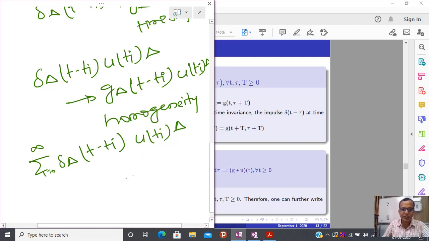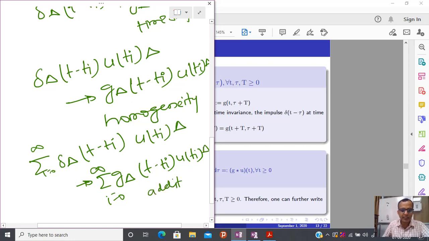So u(ti) is somehow the length of the signal, and this delta is the width of the signal. And after that, if you apply this kind of quantity, then whatever output you are going to get is represented by again g(t − ti), and after that u(ti) delta, and this is nothing but the additivity property.